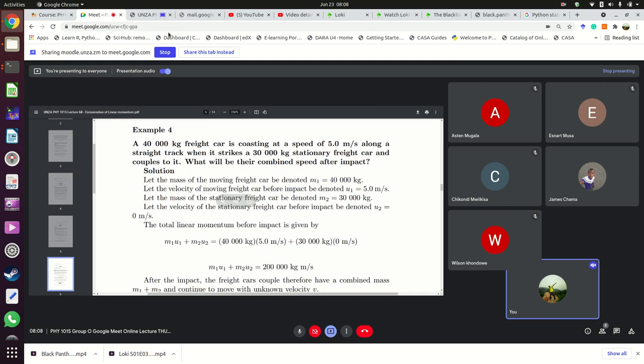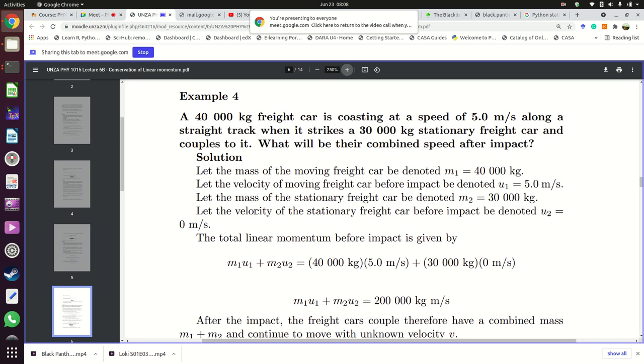Example number four. A 40,000 kg freight car, which is a train car, is coasting at a speed of 5 meters per second along a straight track when it strikes a 30,000 kg stationary freight car and couples to it. So they join. What will be their combined speed after impact?